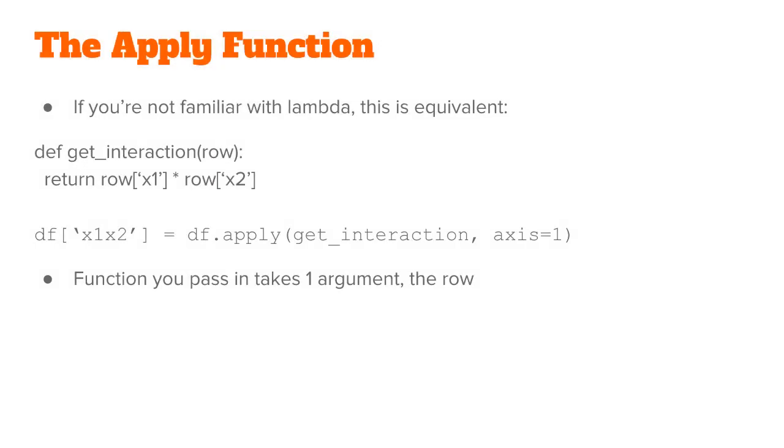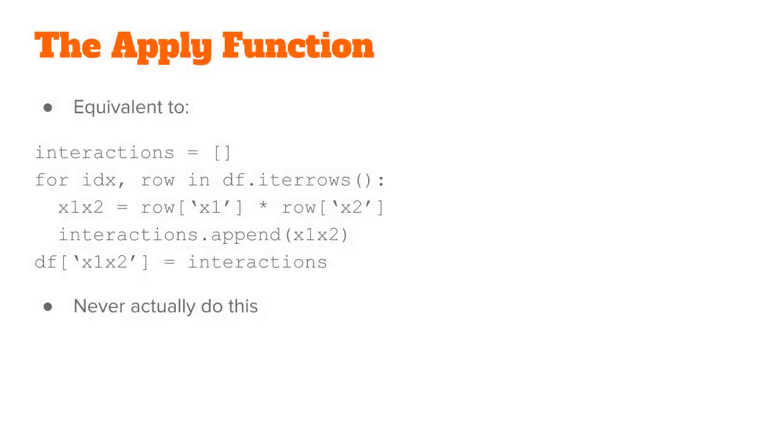If you're not familiar with lambda, this is exactly like passing in a function into the apply method. So an alternative way would be to actually define a function called getInteraction, which takes in row and returns row of x1 times row of x2. Then we can pass in this function into apply, and everything else is the same. Notice that the function you pass in takes in one argument, and that's the row. So this is equivalent to writing a for loop, looking at one row at a time, putting the derived value in a list, and then assigning that to df of x1, x2. Of course, you should never do this because for loops are very slow.